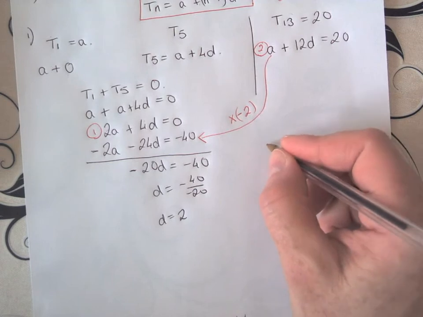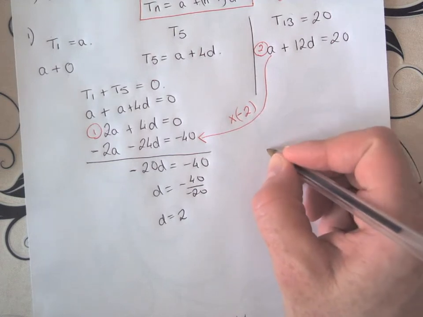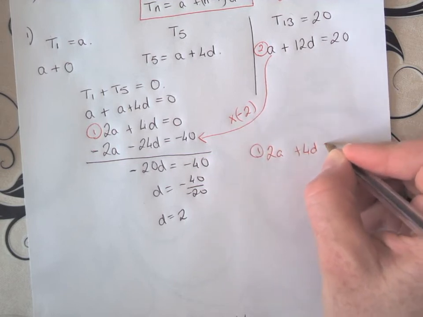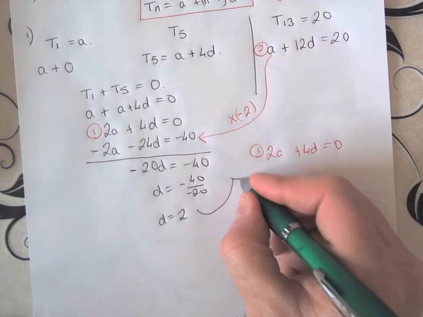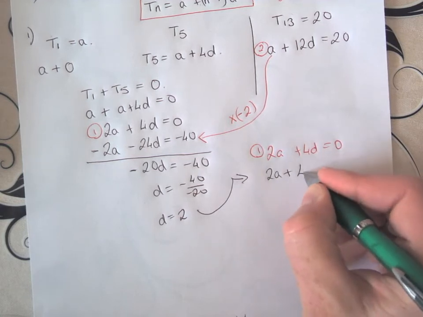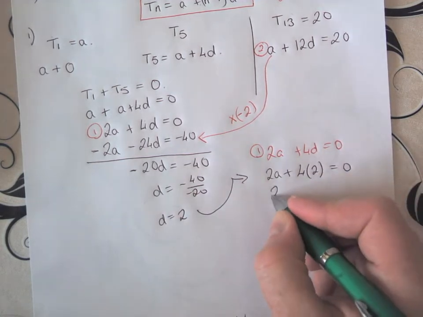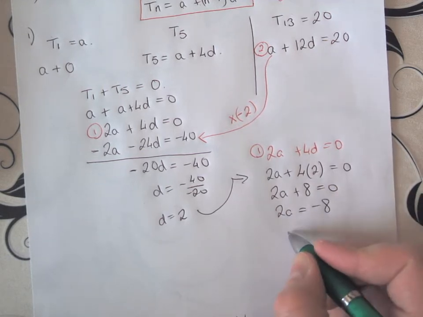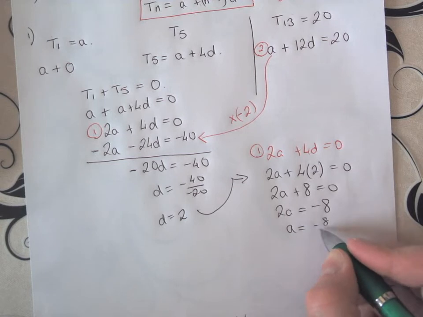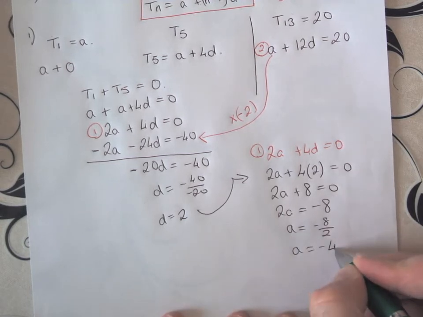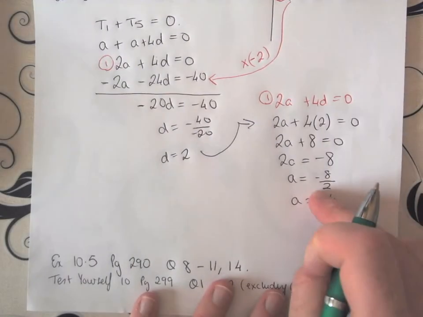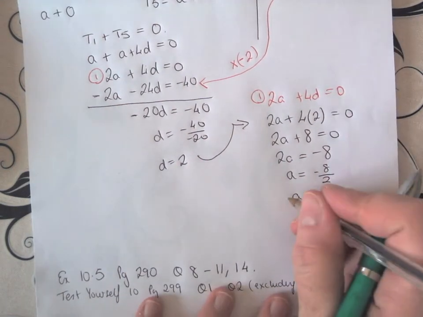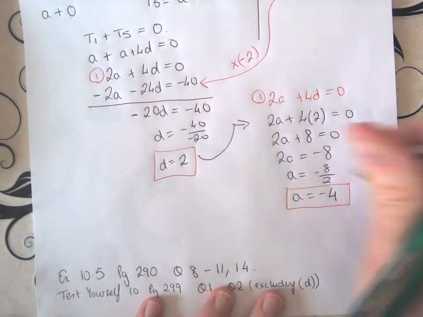And then once I have d, I can find a. So any of your equations, I'm going to go with the first one, 2a plus 4d equals 0, and I'm filling in d. Okay, so 2a plus 4 times 2 equals 0, so 2a plus 8 equals 0. So 2a equals minus 8, so a equals minus 8 over 2, so a equals minus 4. So my first term is minus 4. My common difference is 2. So all they wanted you to do was find a and d in the first part. So that's the first part answered.